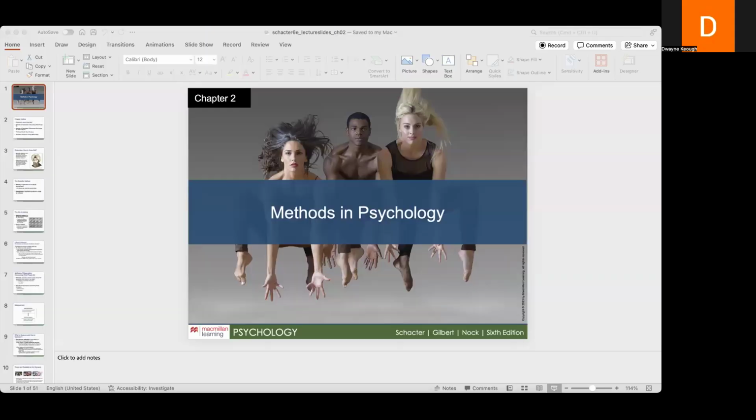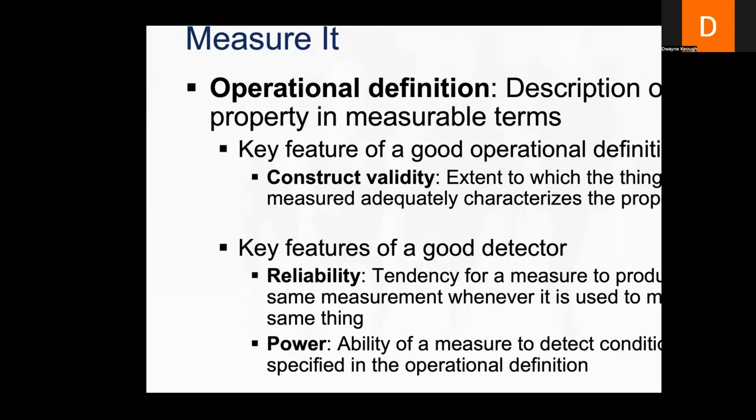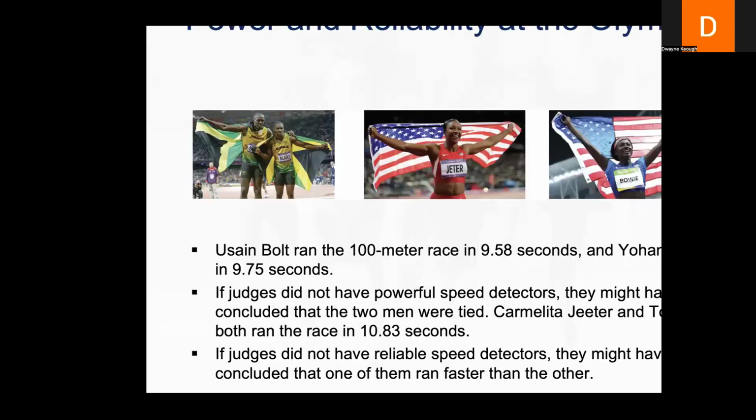So, power, the last one point of the slide, is the ability of a measure to detect conditions specified in the operational definition. Do we have the techniques that are capable to accurately capture what we're trying to observe? And if we do, there should be a large degree of power, meaning it's captured the behavior we're trying to assess.